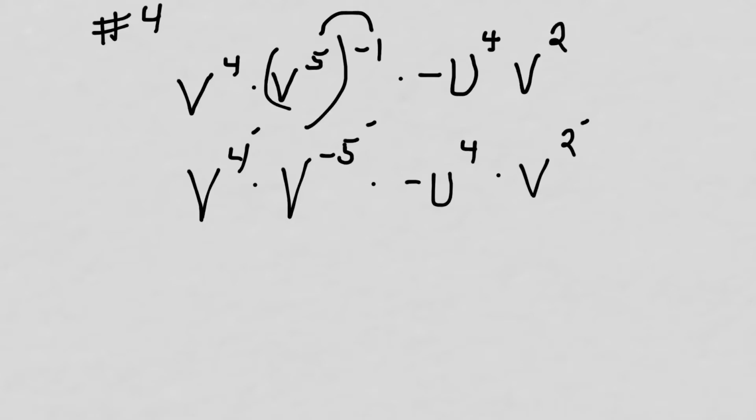So that just leaves us down here with a net of a v. And we can just bring down the negative u to the fourth. And we're done. That's it.